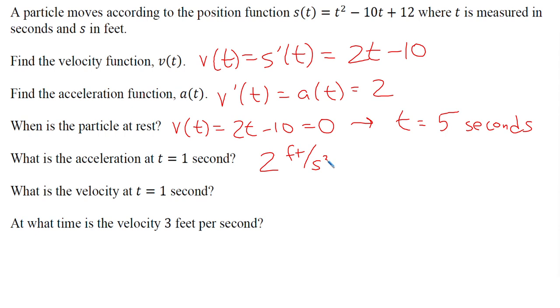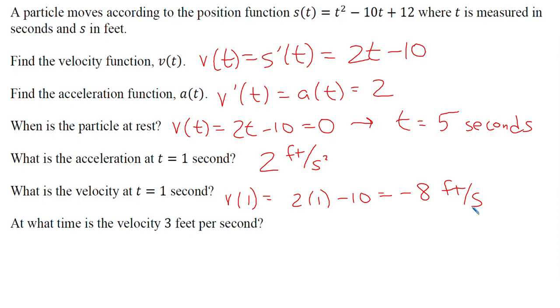If we want to know the velocity at t equals 1, we just take our velocity function and evaluate it at 1. So that'll be 2 times 1 minus 10, which is negative 8 feet per second.